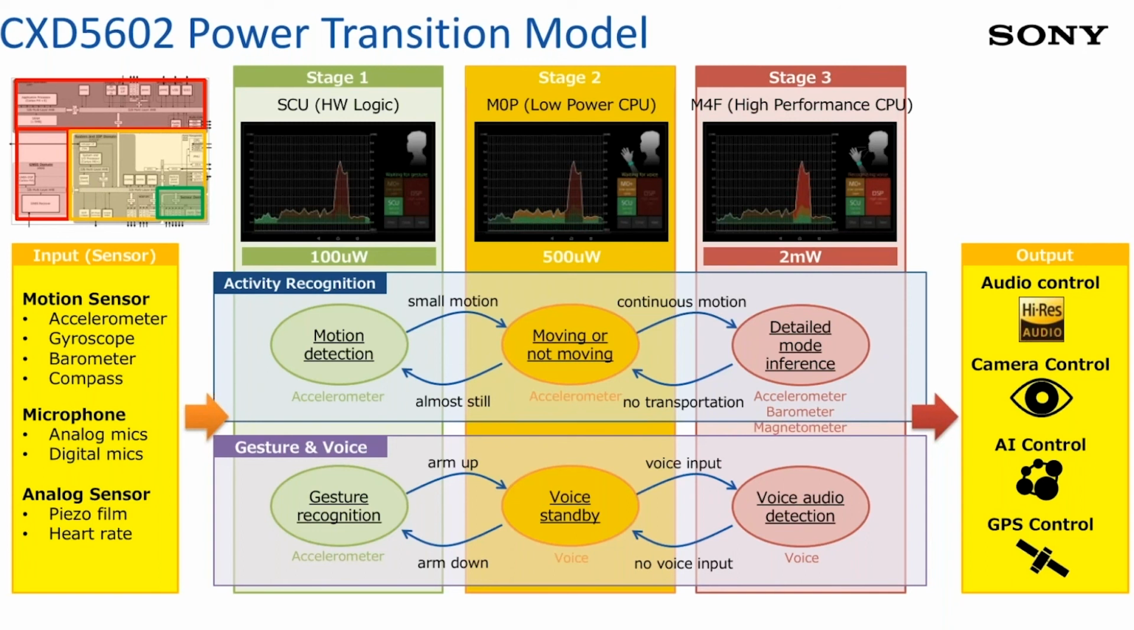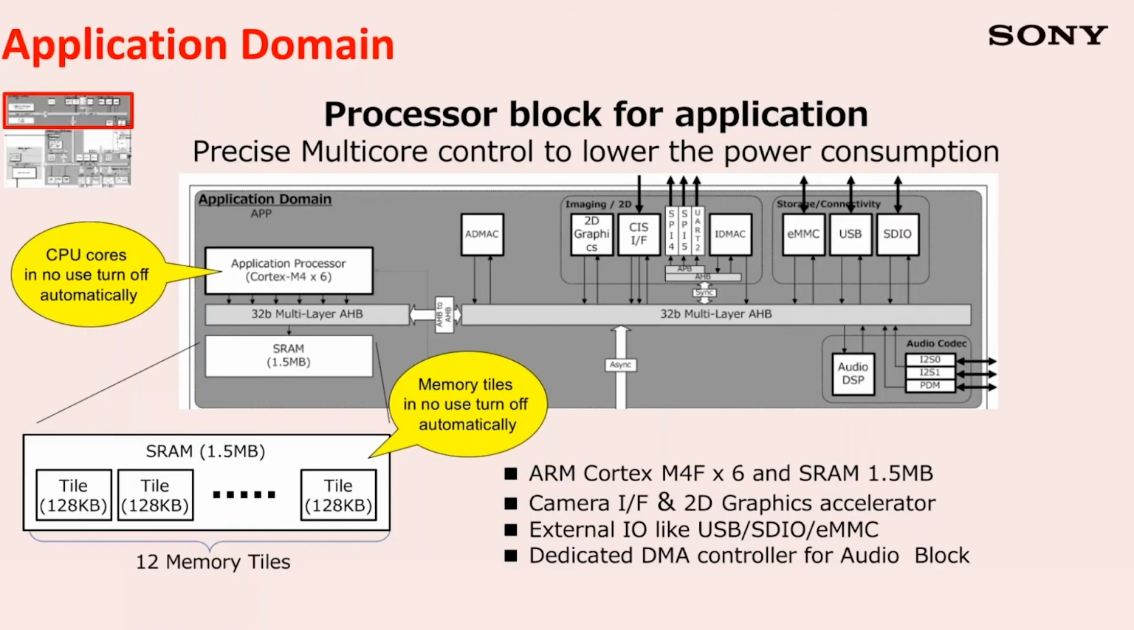Like it could be audio control, camera control, AI control, or GPS control. And at this point, you look at the amount of power that I'm using. So this is another way to explain the previous slide. Now you're familiar with this block, the green, yellow, red, and blue. I'm going to give you a little more information about each of those to get a better understanding of how we are maintaining this low power.